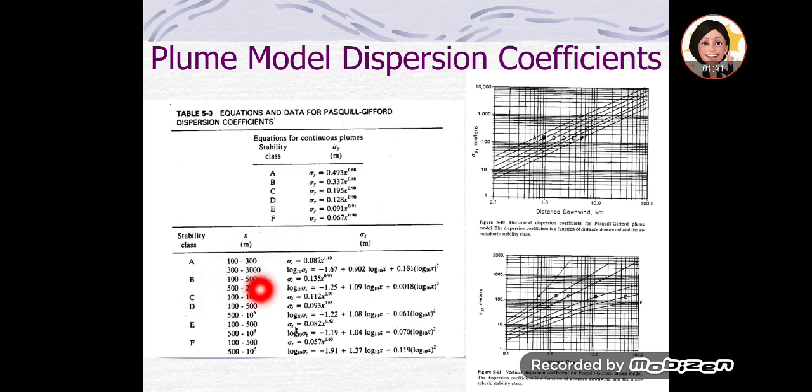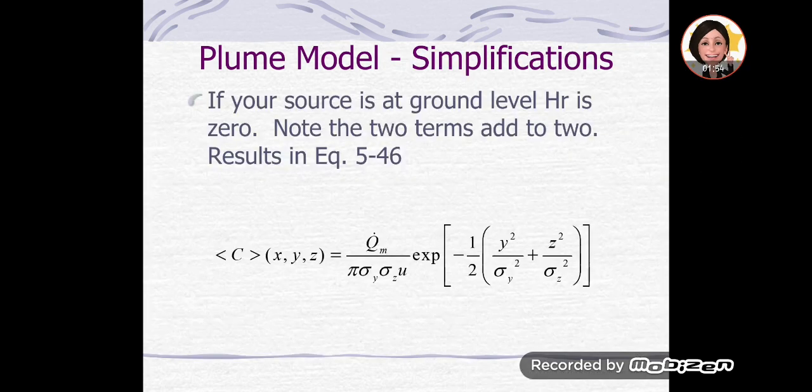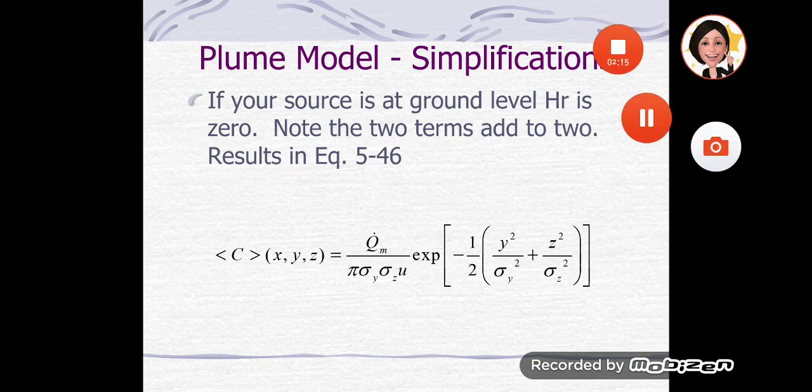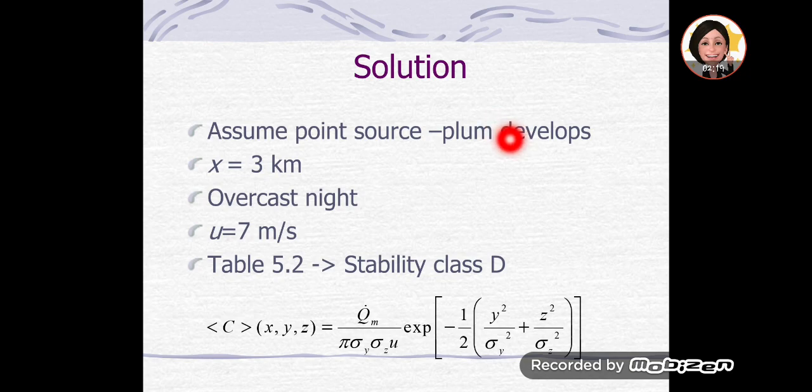Our x here is 3 kilometers, so it's here. You use the second equation to identify the sigma z. Next, the question also states that it is a plume model, and the source is at ground level. So we are going to use this equation. Because we assume it to be a plume model, we'll be using this equation for ground level. So these are the informations that we've already gathered.